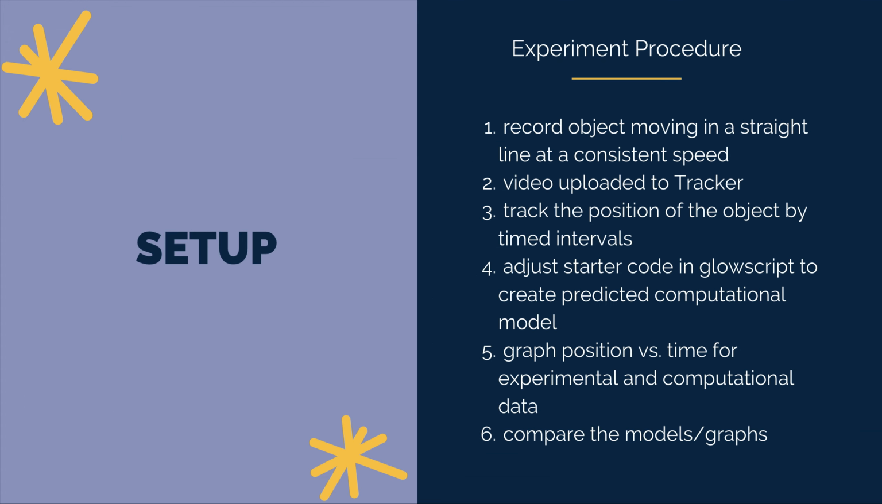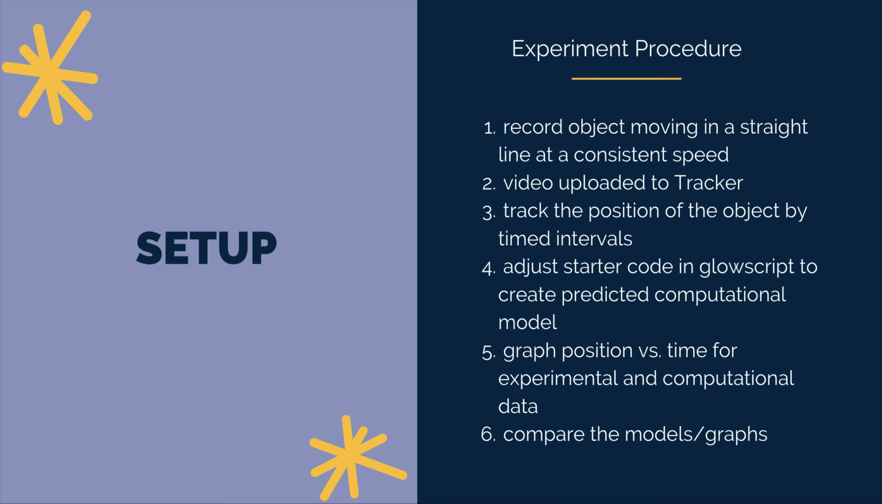Okay, for our experiment setup, we had to record an object moving in a straight line, which was the expo marker, and observe it at a constant speed. Once that was prepared, we uploaded it to Tracker and adjusted the video to fit the coordinates and just the time duration that it needed. Once that was set up, we took upon the center of masses and stamped it on the object as it was moving to track the timed intervals.